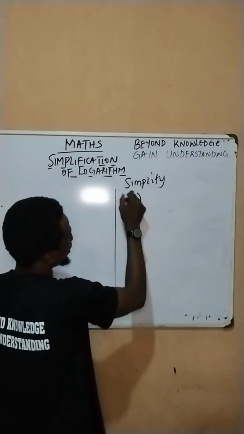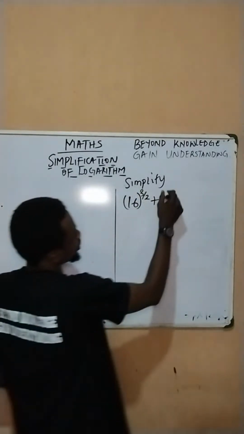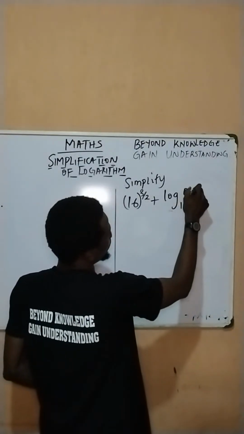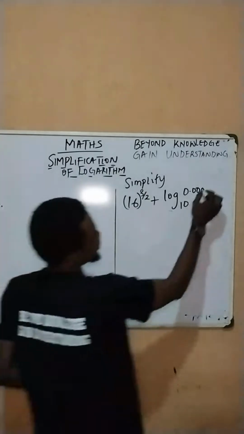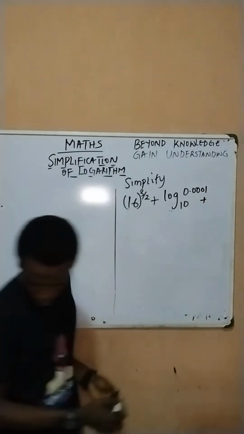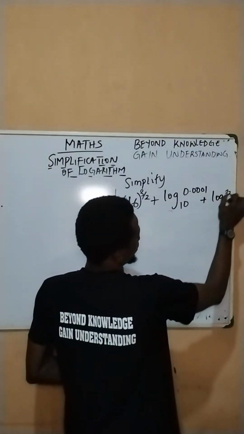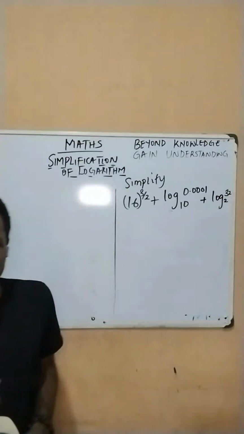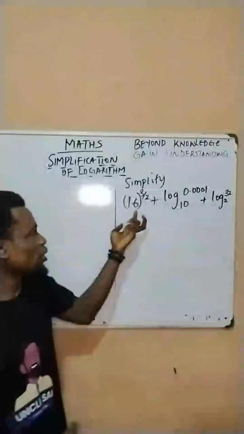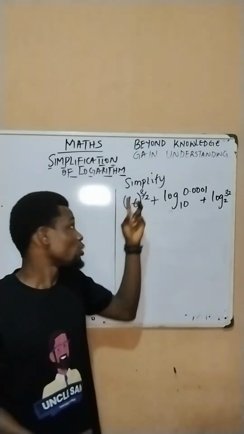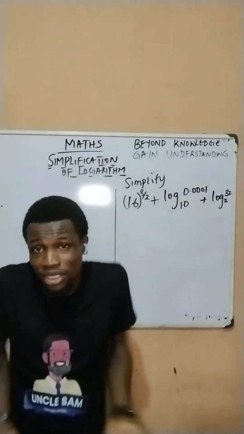Simplify 16 raised to the power of 3 over 2 plus log 0.0001 base 10, then plus log 32 base 2. This is what we have. Now, this might seem a bit complex because, come on, there is no log here. Well, the problem is the expression is to be simplified. So if there is no log, we can still go ahead and simplify. Nothing stops us from doing that.